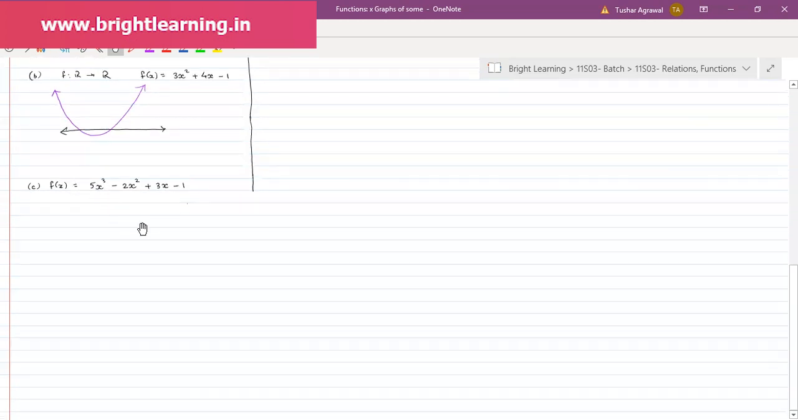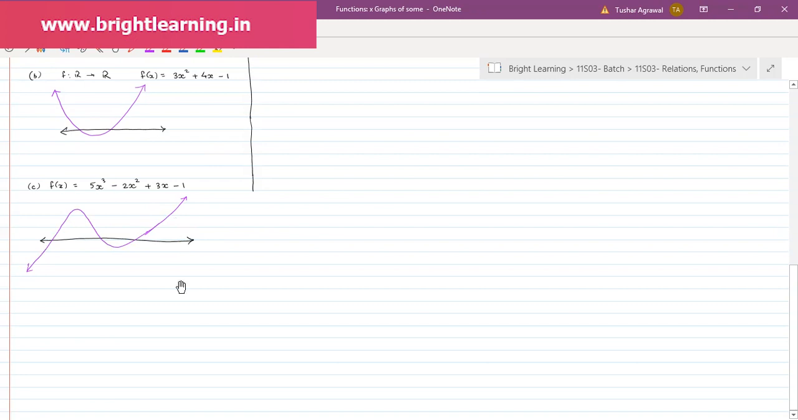For cubic it will take two turns. Along plus infinity the graph is something like this. Then it goes something like this. Take two turns, 1, 2. Okay, so this is the graph of a cubic polynomial.